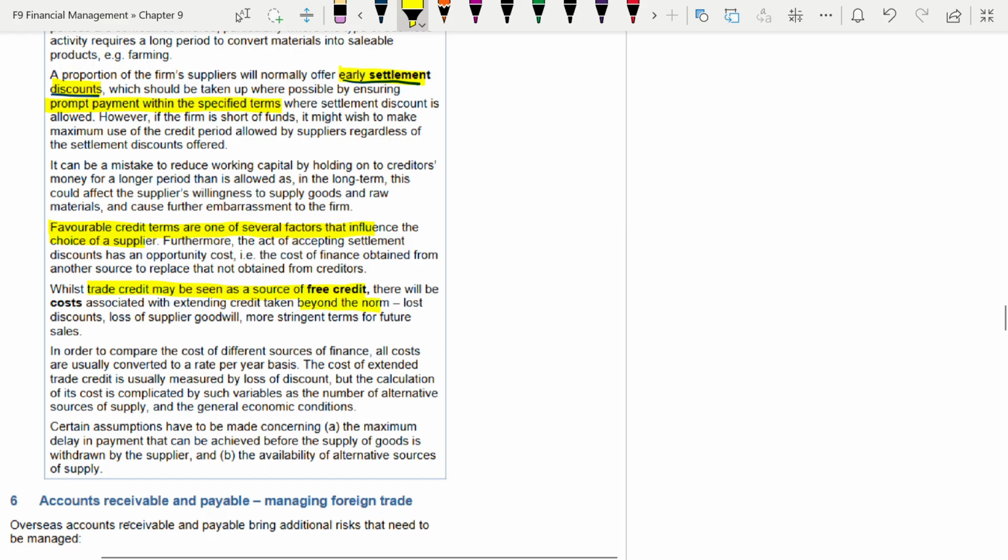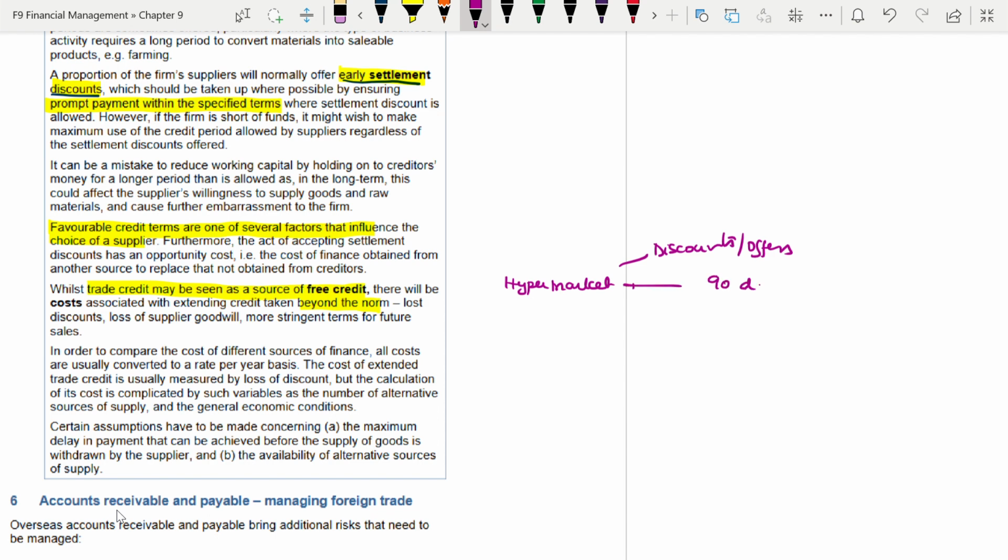See what happens if you take something as simple as this. Why are hypermarkets doing huge business? They will give us discounts also. The huge offers will be there. Discounts are there, offers will be there, because they are getting the credit for 90 days.